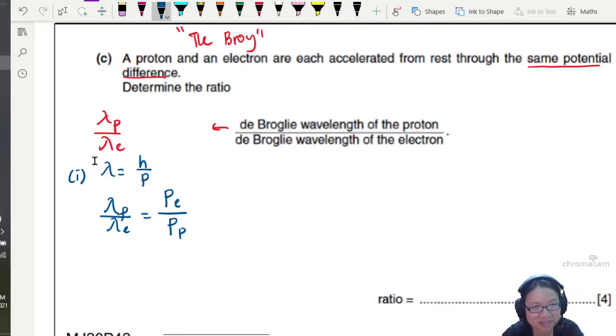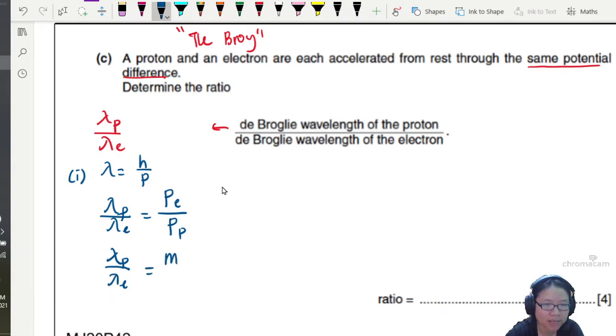Okay. So if it's inversely proportional, we will flip. Moving on. Next, we know that momentum is mass times velocity. So I'm going to write this one here. Lambda p over lambda e is the mass of the electron, which we can find in the first page of the exam paper, multiplied by the velocity of the electron, over the mass of proton, times the velocity of proton.